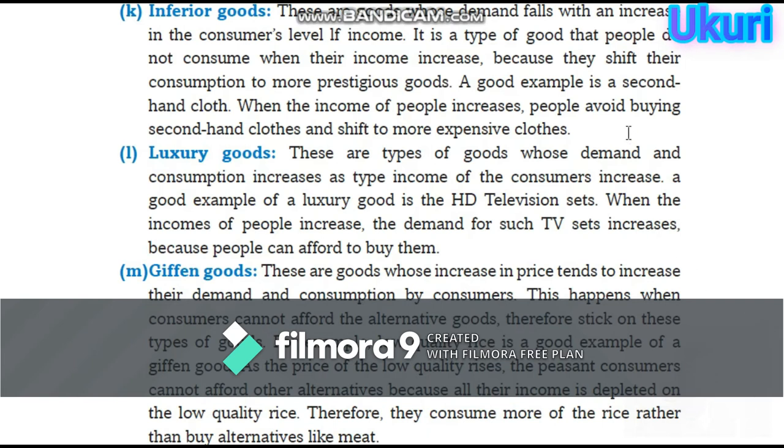Whereas inferior goods, their demand falls with an increase in the consumer's level of income.